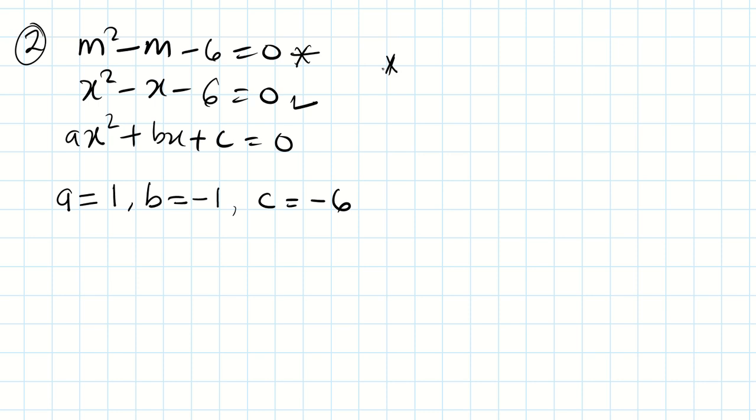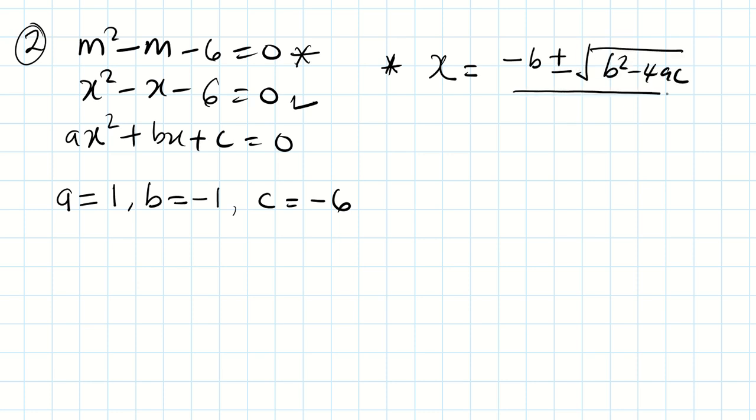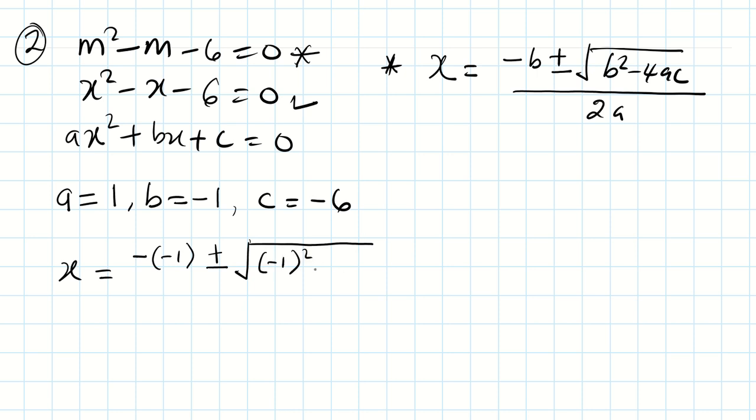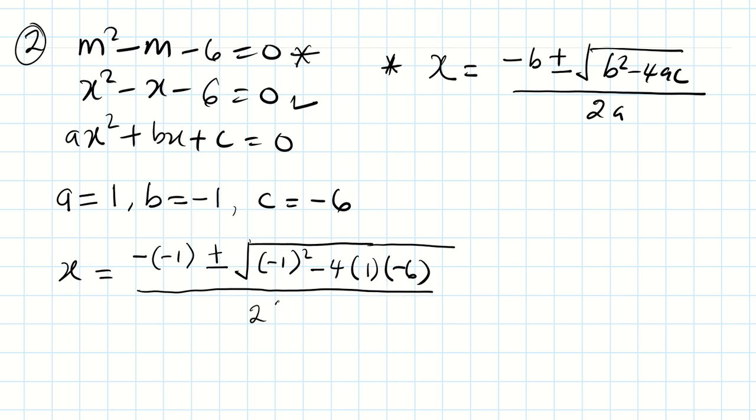Let's key in our quadratic formula here. So x is equal to minus b plus or minus the square root of b squared minus 4ac, over 2a. Now what we're going to have is x equals minus, open bracket, minus 1, that's our b, plus or minus the square root of minus 1 squared, minus 4 times a, which is 1, times c, which is minus 6, then we divide by 2a, where a is 1.